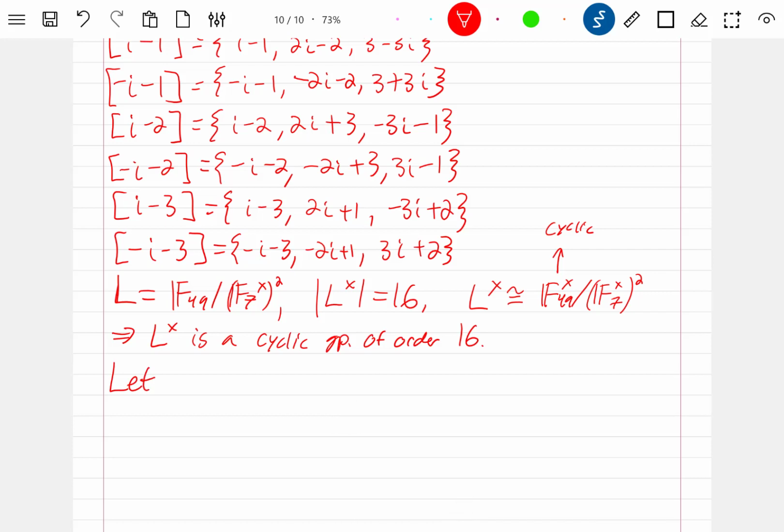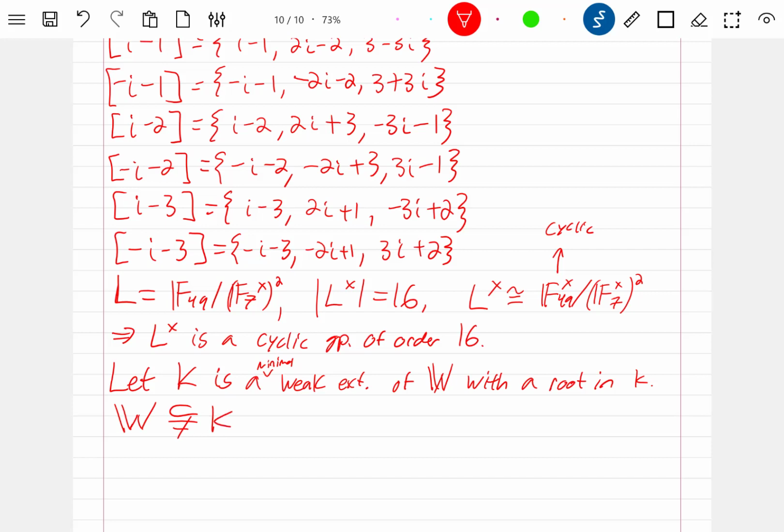So let's assume we have K is a minimal weak extension of W with a root in K. So what we have here is we know K has to sit between W and L. It's not equal to W because W didn't have any roots, but it's something contained in L. We claim that our field K is actually equal to L. That is, our minimal weak extension here actually has to be L.